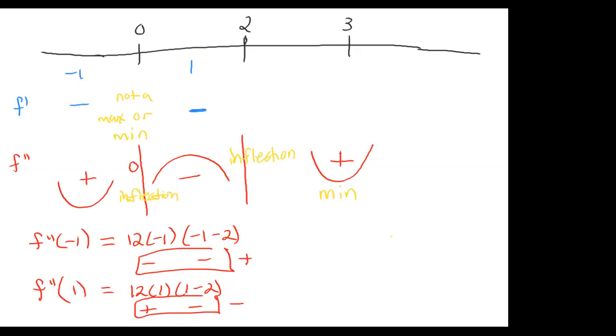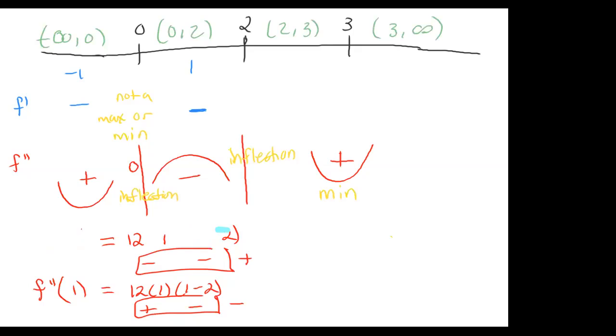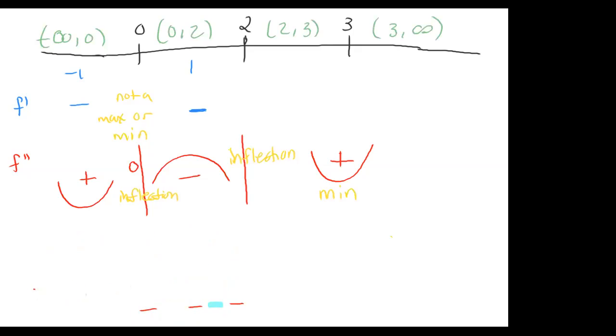Okay. Well, let's see. What could we say here? This is the interval from negative infinity to 0. This is the interval from 0 to 2. This is the interval from 2 to 3. This is the interval from 3 to infinity. What are things that I could say from this? I could say, first of all, relative extreme values.